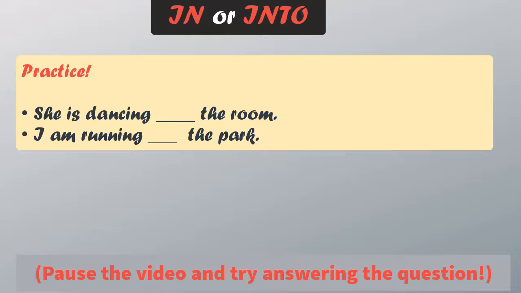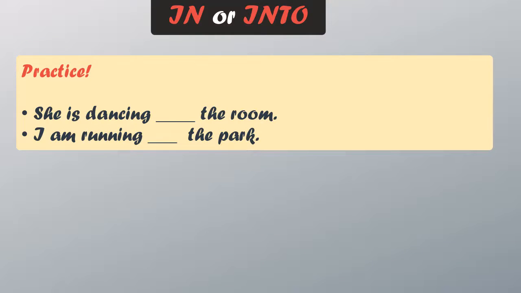Now guys, answer these two questions. She is dancing in the room, okay? The action is happening in the room. She's not moving from one distinct location to another. Whatever is happening, which is dancing, is happening in a particular location, which is the room. I am running in the park. Again, whatever the action is, which is running, is happening inside the park.